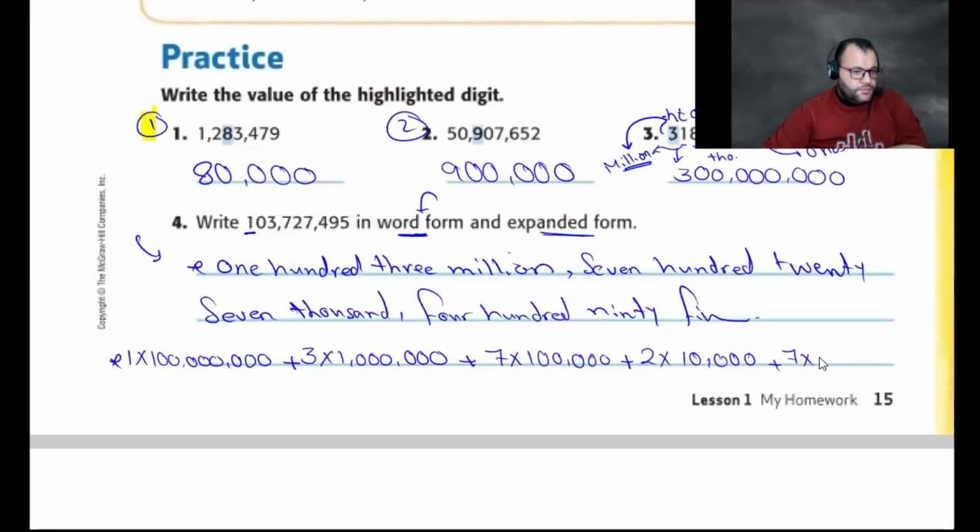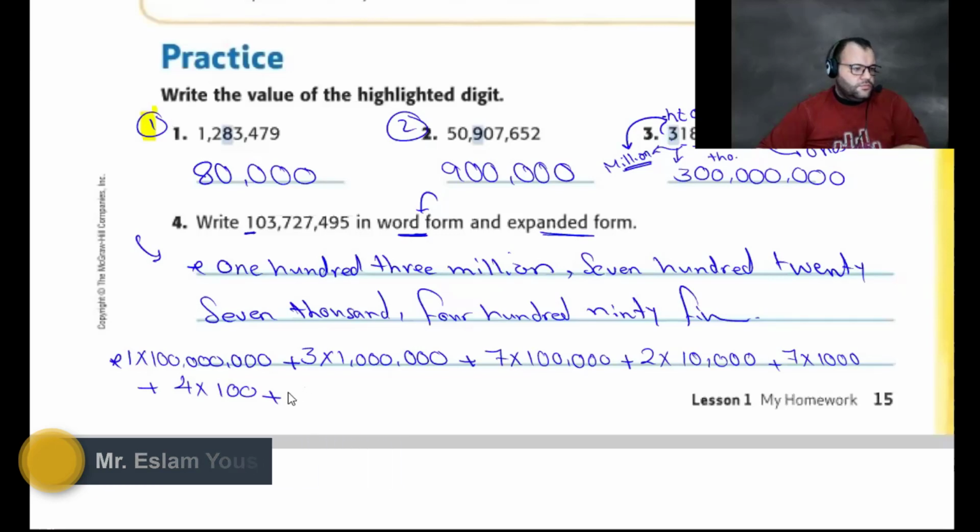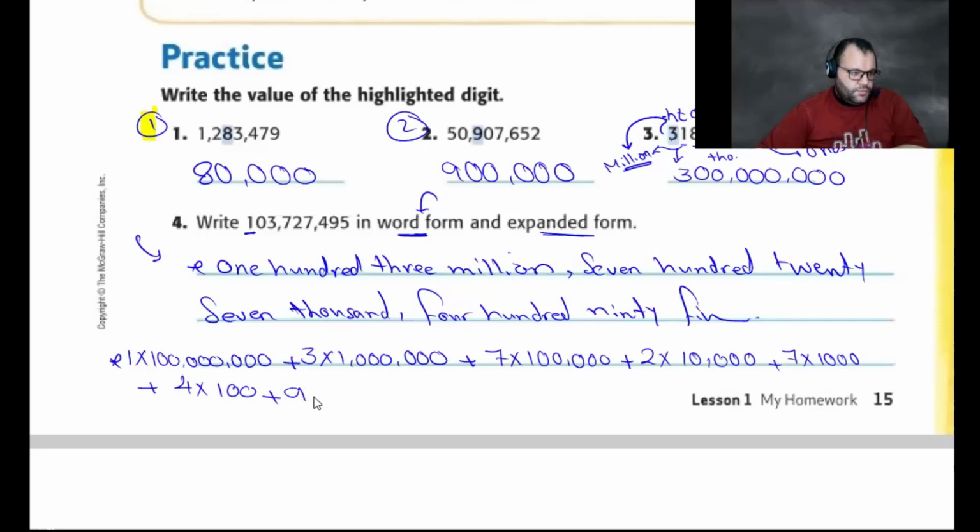7 times 1,000. Plus 4 times 100. Plus 9 times 10. Plus the last one, 5 times 1. That's how we can write the number in expanded form.